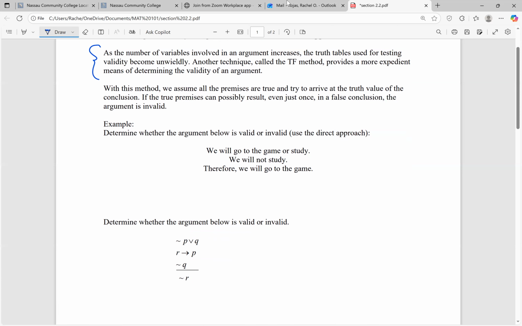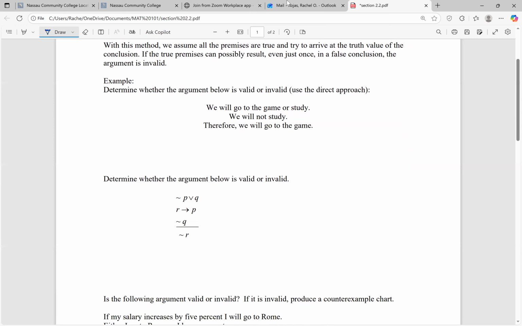We're going to assume that all the premises are true, and we're going to try to arrive at the truth value of the conclusion. If the true premises can possibly result in even just once a false conclusion, then the argument's invalid. But if true premises always lead to a true conclusion, then the argument will be valid. So if there's just one instance where we end up with true premises and a false conclusion, the argument is invalid.